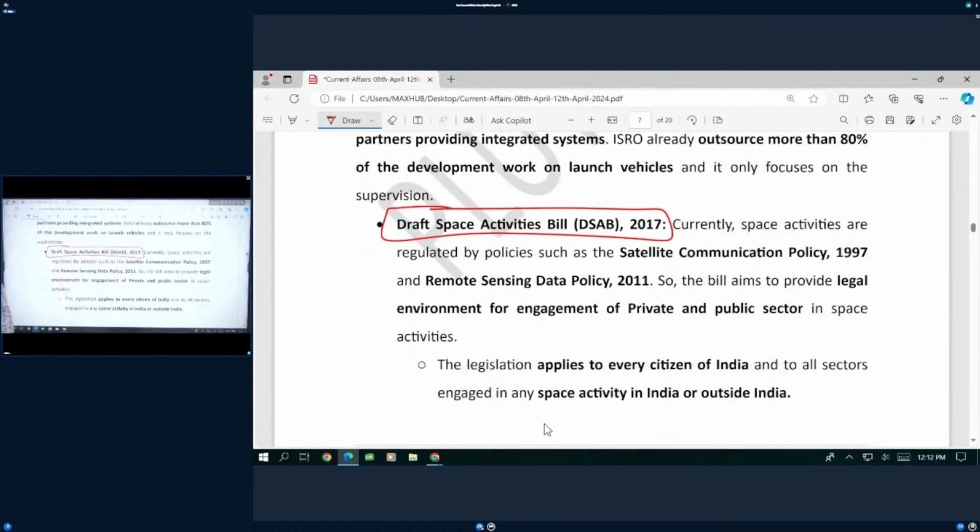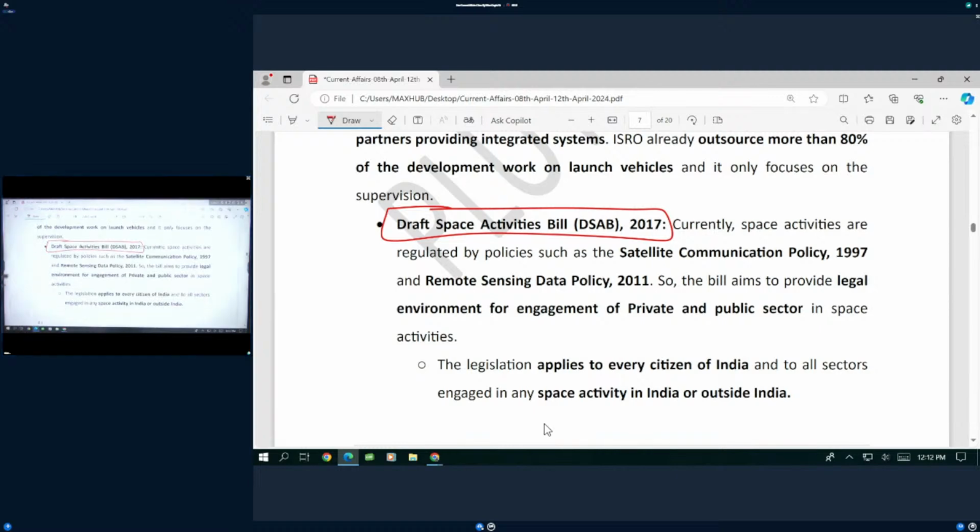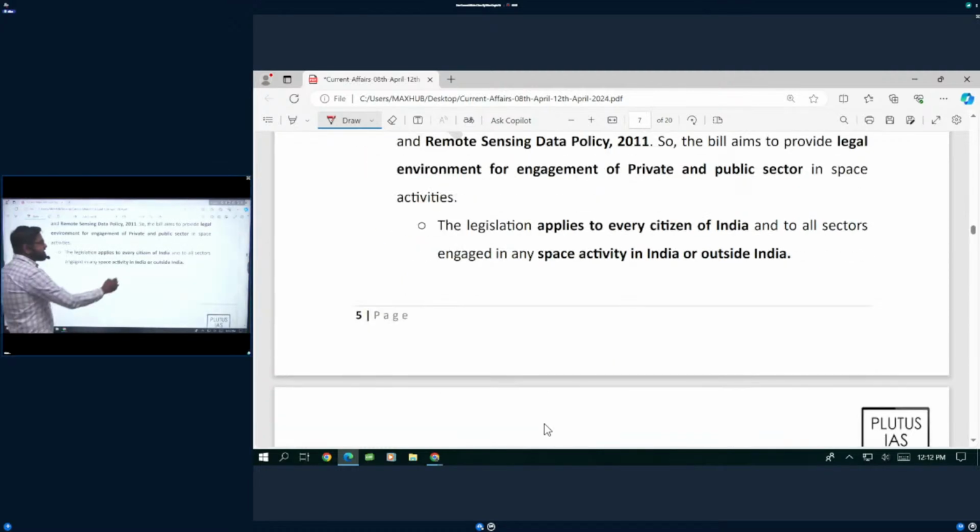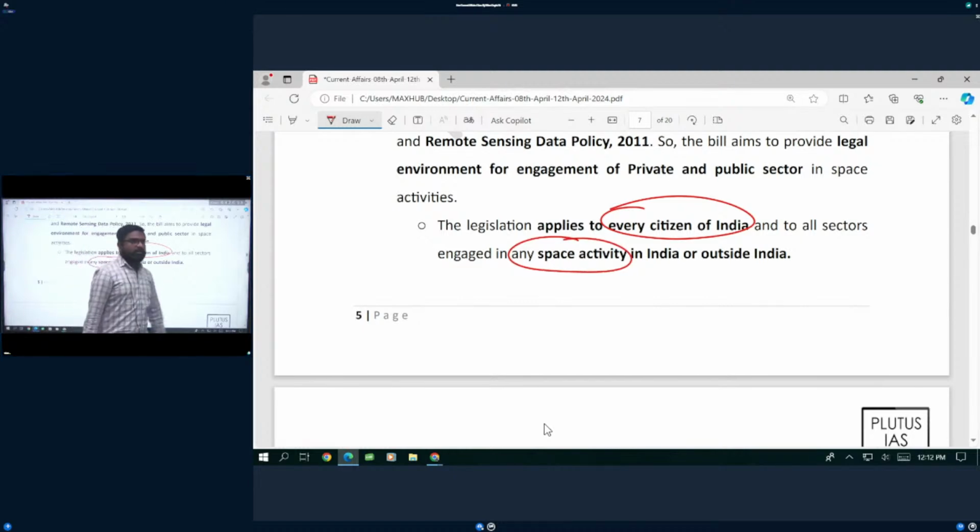It is just a draft, it has not even been introduced yet. Draft Space Activity Bill 2017. What is this bill? This bill applies to every citizen of India and to all sectors in any space activity. Under this bill, if there is any Indian, whether living in India or outside India, if they engage in any space activity, it will be governed by a law of parliament known as the Space Activity Bill.